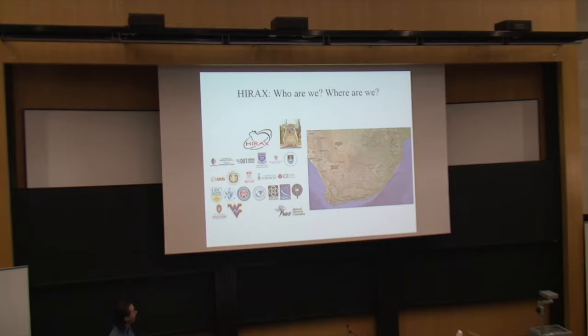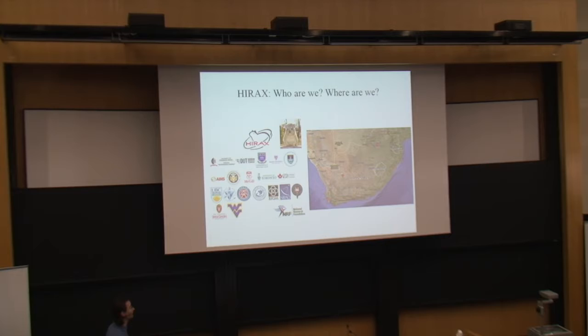The final, because people always want to know, where is this thing? The final array will be near the SKA site in the Karoo. So it's a radio astronomy preserve. They have strict regulations about radio transmissions and RFI in the area. We're building a prototype 8-element array near Johannesburg, which will eventually be incorporated as an outrigger to the main array to provide better angular resolution.